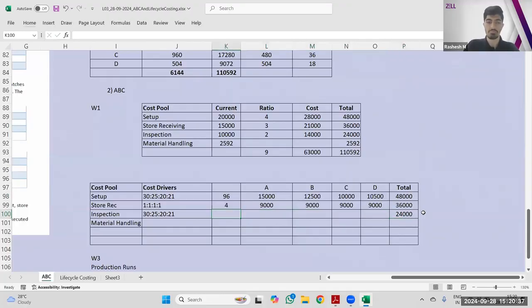So same exact thing. And I'll just be a little bit lazy. Oh, I have done it manually. Never mind. So 24,000 into 30 by 96, into 25 by 96, into 20 by 96, and into 21 by 96. Okay.